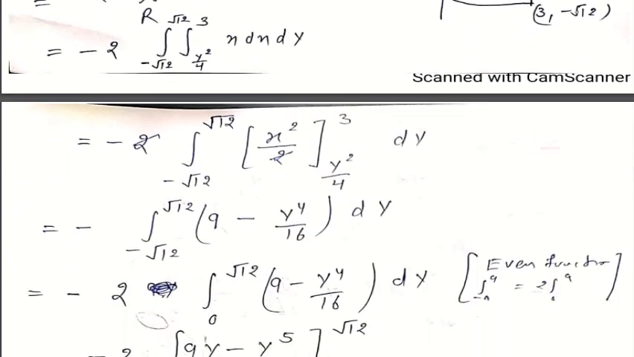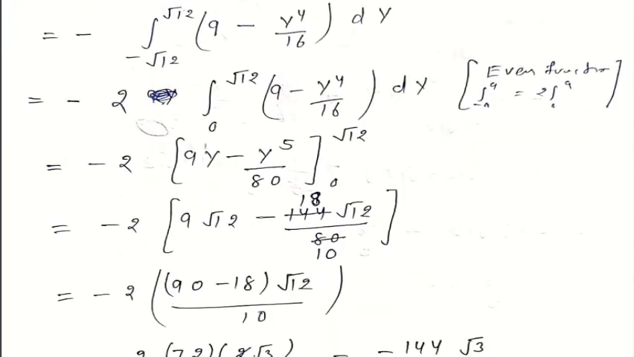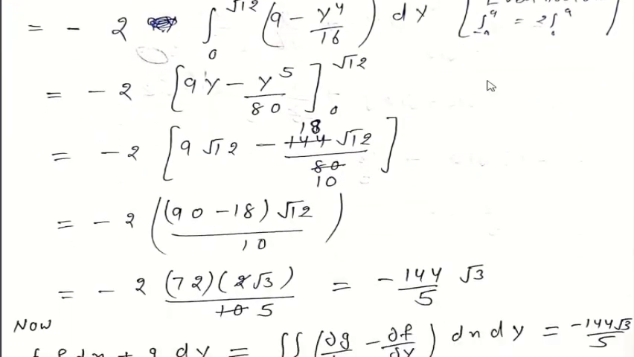After integration of x square by 2 and substituting the limits, we get this. Again integrating this, we get the final answer. Both the answers are the same, so hence Green's theorem is verified.